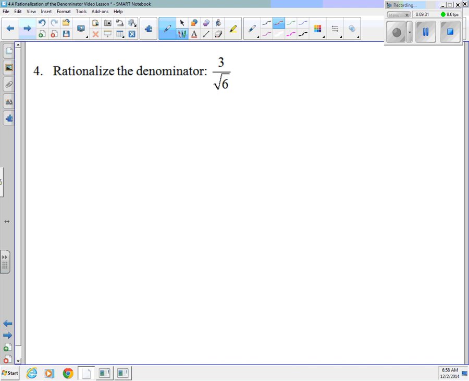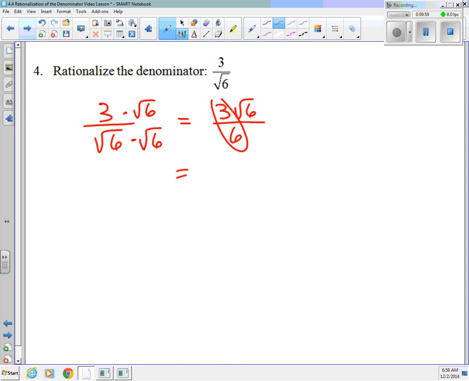And number 4, we don't have a binomial denominator. We have a monomial denominator. And in this case, you could multiply by the conjugate, which would be negative radical 6. But you can also multiply by just regular radical 6. And you guys had done this in 8th grade. And you'll see very easily that we will get a nice rational denominator here. I will have 3 radical 6 in the numerator divided by radical 6 times radical 6 is just 6. And then I could simplify this further because I have 3 divided by 6, which is 1/2. So this is actually equal to radical 6 over 2, which is sort of an interesting equivalence.